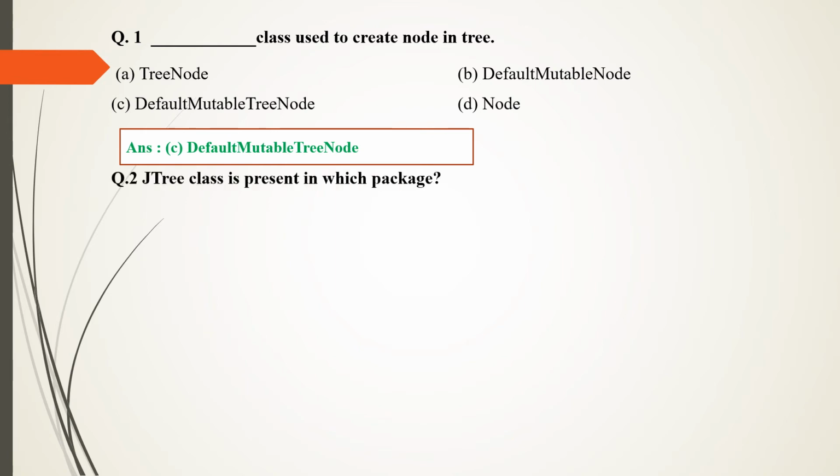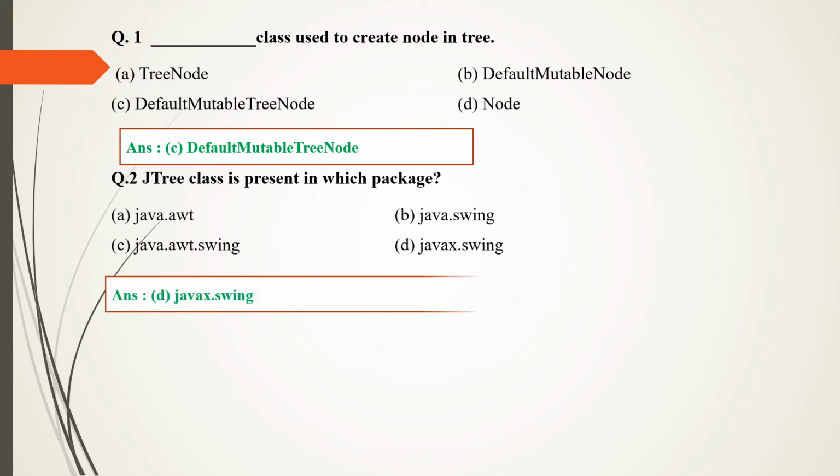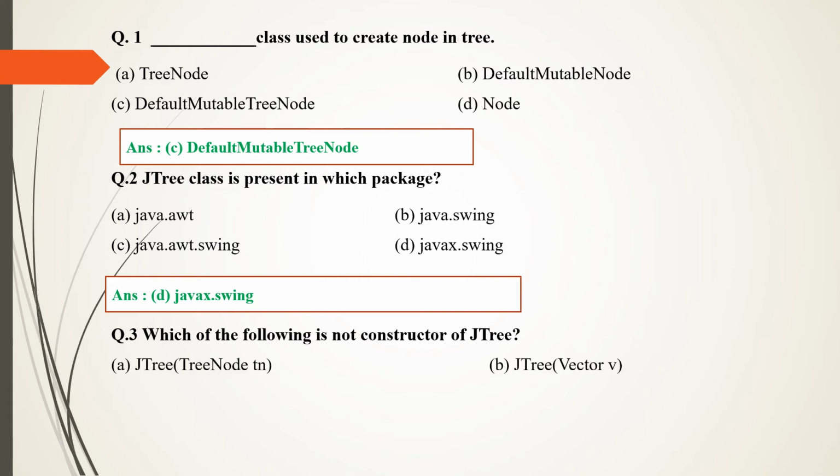Second question, JTree class is present in which package? Options are first option java.awt, second option java.swing, third option java.awt.swing, and last option javax.swing. Answer of this question is last, javax.swing.